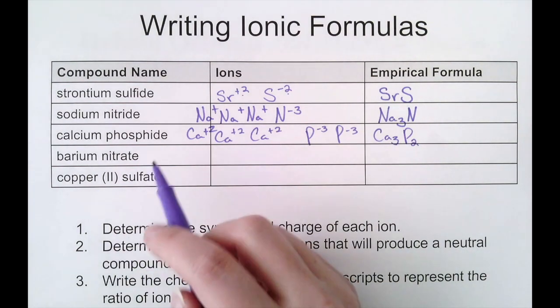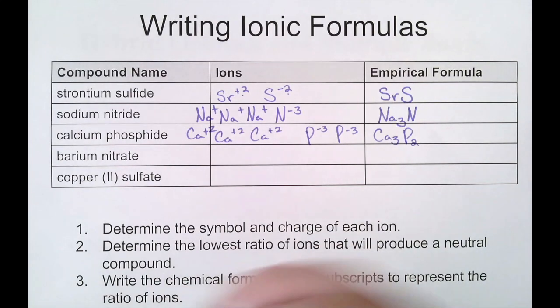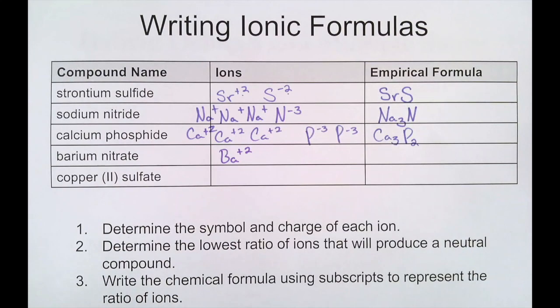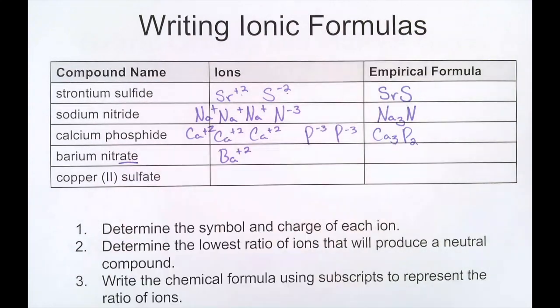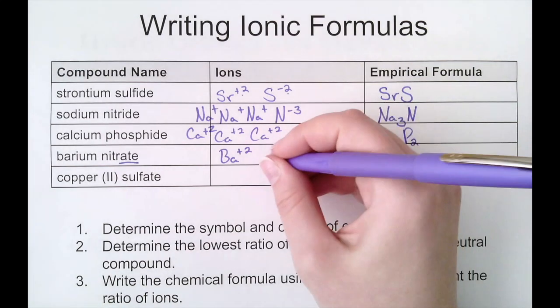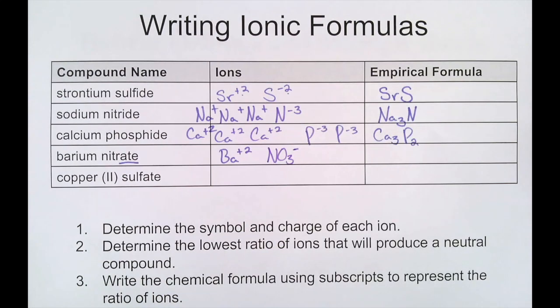Next up, we have barium nitrate. Barium has 2 valence electrons. It's going to lose them both to form a +2 ion. Nitrate, ending in ate, or really any ending other than ide, is a good clue that this is a polyatomic ion. So you'd need to pull out your ion chart and look for nitrate. You should find that it is NO3 with a -1 charge.